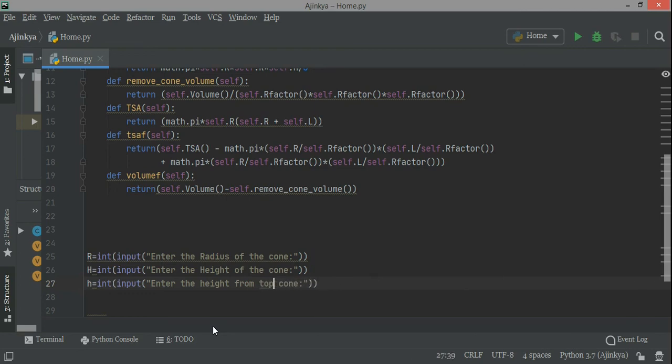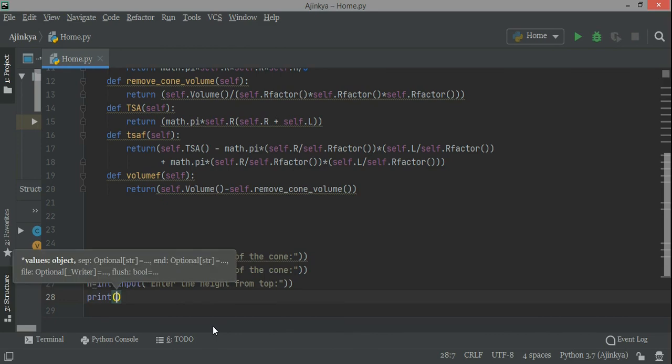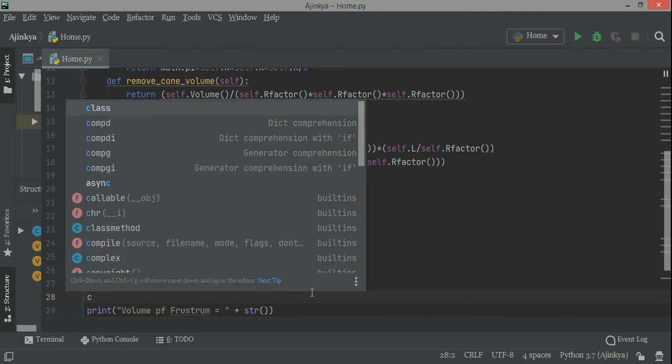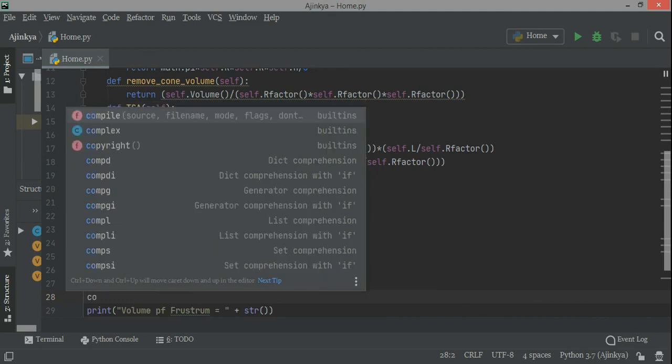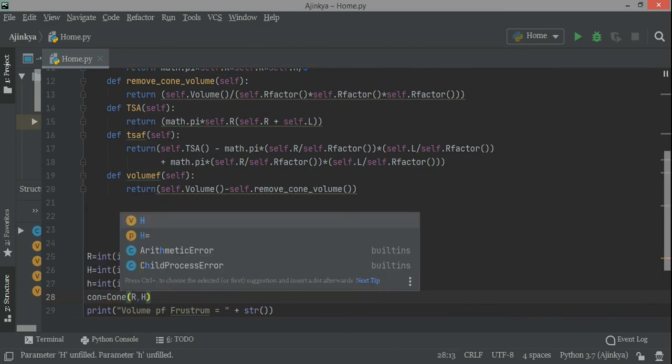So I create one object of the cone class and pass these three values. So the volume of frustum equals plus... I have yet to create the object. So okay, let me create the object here. So I call cone equals Cone and pass these three values, capital R, capital H and small h.